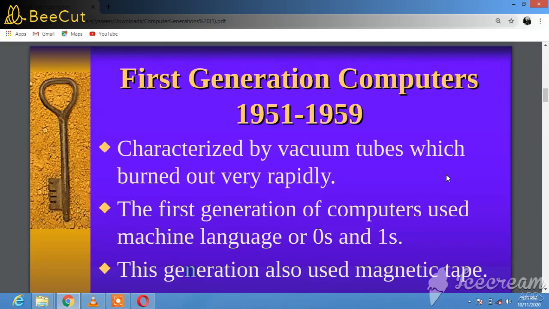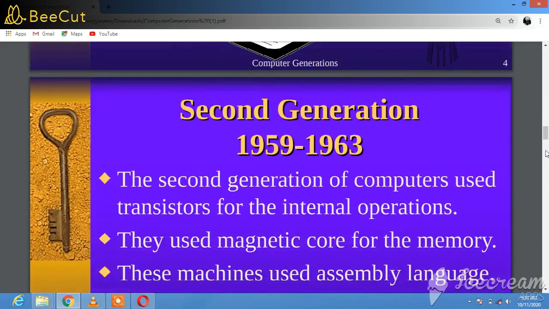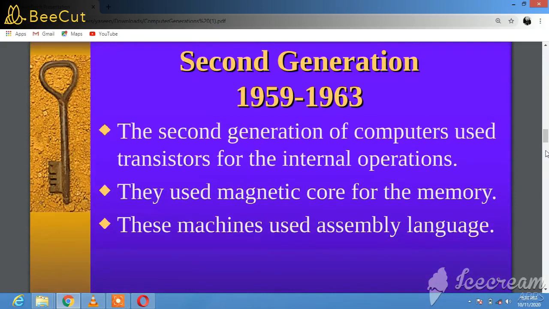The second generation starts from 1959 and ends in 1963. In the second generation, the vacuum tubes were replaced by transistors. Second generation computers used transistors for internal operations. A transistor is a device made from semiconductor that controls the flow of electricity through the circuit. For memory, the magnetic core is used, whereas in the first generation the magnetic drum was used. These machines used assembly language.